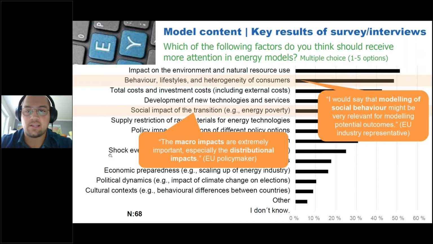Almost every second participant in this question said that behavior, lifestyles, and heterogeneity of consumers should receive more attention. For instance, an EU industry representative said, I would say that modeling of social behavior might be very relevant for modeling potential outcomes, but also the social impact of the transition, for example, with energy poverty or distributional impacts, was ranked really high. Next slide, please.